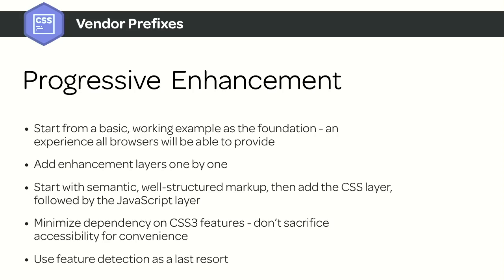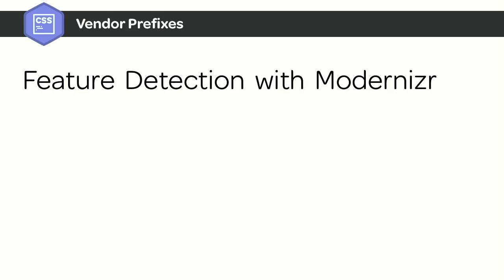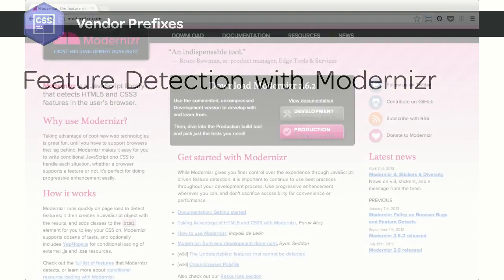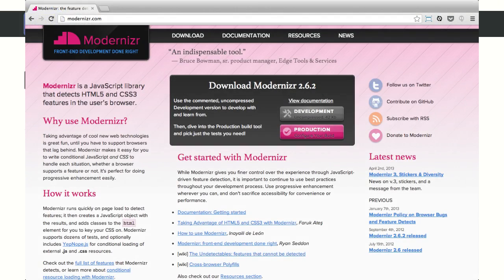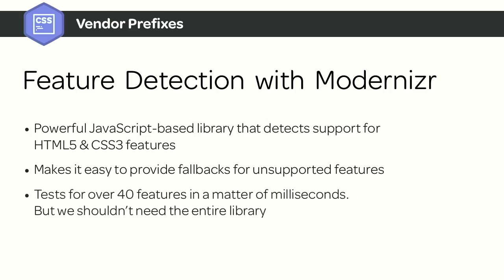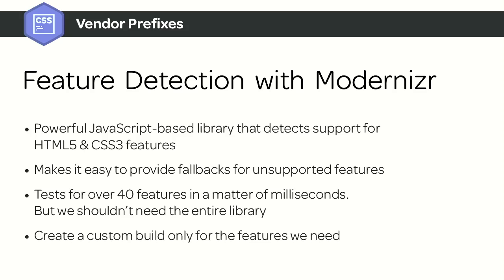We can also use feature detection as a last resort. Now, a really useful tool for feature detection is Modernizr. Modernizr is a powerful JavaScript-based library that detects support for HTML5 and CSS3 features. It then allows us to provide a fallback for those browsers that do not support certain features. Modernizr tests for over 40 features in a matter of milliseconds, so it's really fast. But we shouldn't need to include the entire library. We can actually create a custom build only for those features we need.